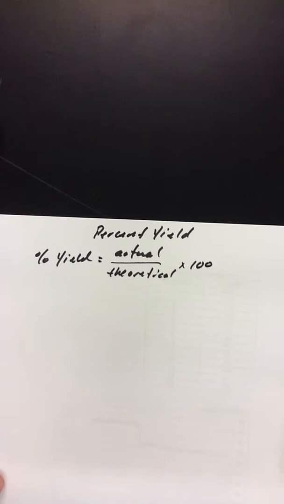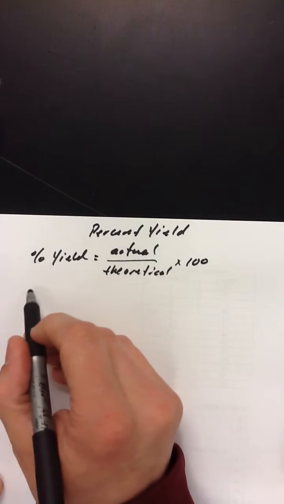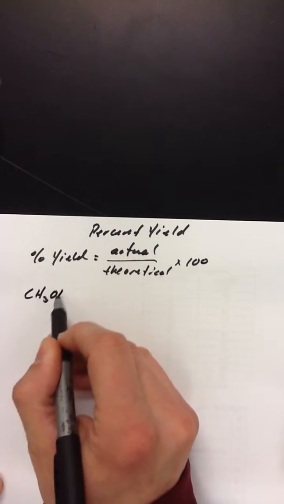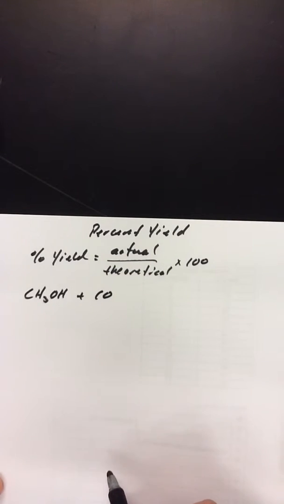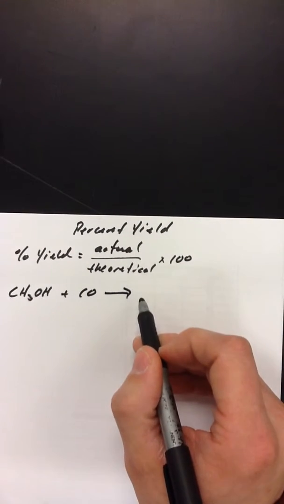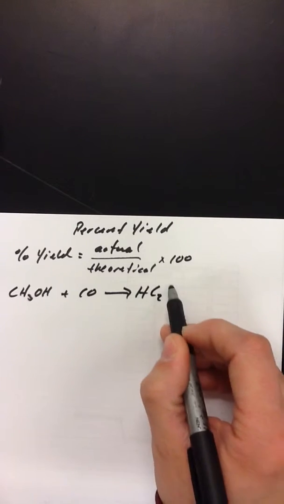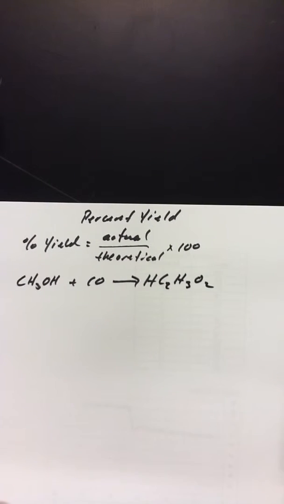In this example, we are reacting methanol and carbon monoxide. So the balanced reaction which is given to us, we have CH3OH plus carbon monoxide yields acetic acid, HC2H3O2. Okay? So in order to do this, we are going to need the molar masses.